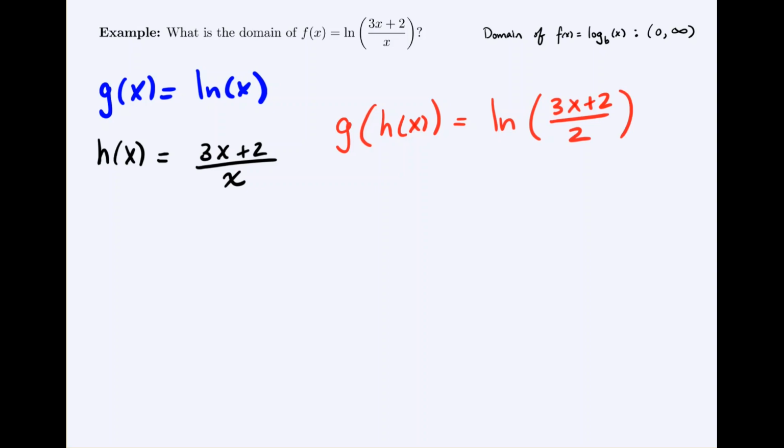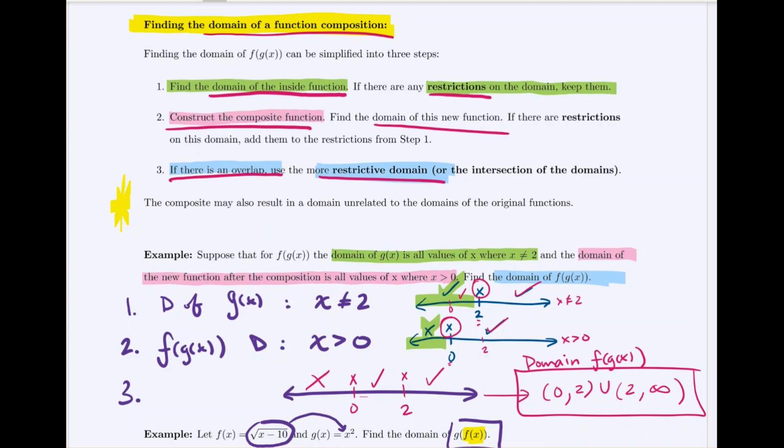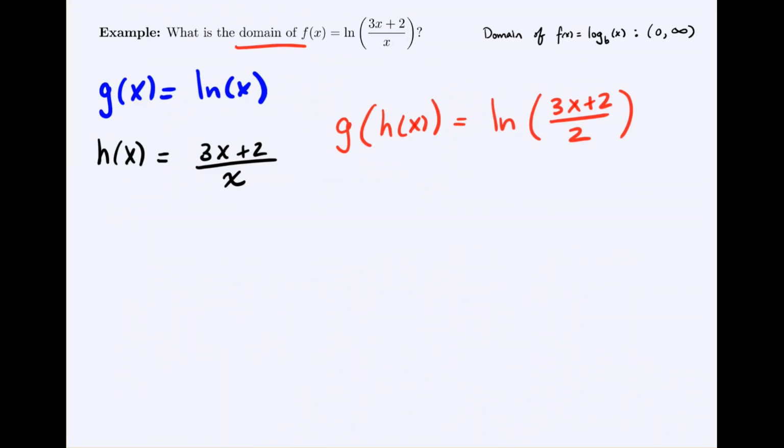And now we need to think about how do we find the domain of a composition of functions. If we go back to our 1.2 notes, we can see that to find the domain of a function composition, you first find the domain of the inside function and note any restrictions. Next, you construct the composition and you find the domain of this new function. If there's an overlap between the restrictions, use the most restrictive domain. So keeping this in mind, let's find the domain of ln of (3x + 2)/x. Sorry, that should be an x there, not a 2.